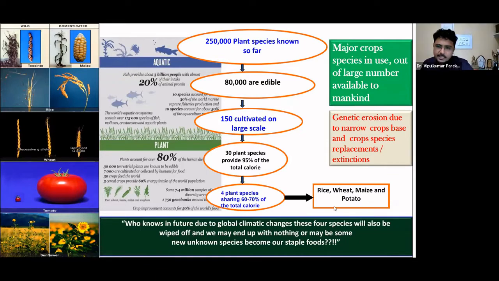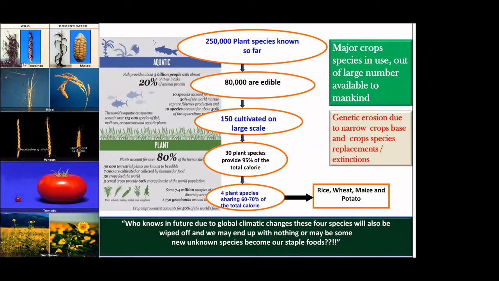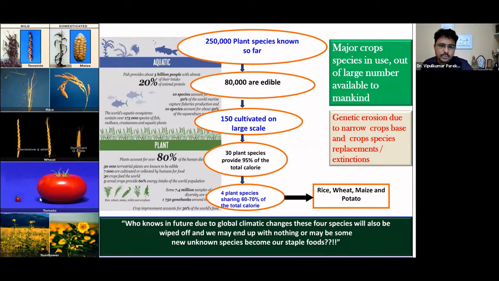See the misery: we have failed to conserve the diversity. Ultimately, we have lost the wild types. We have lost the land races. We have lost the unique characters, and we rely only upon rice, wheat, maize, and potato. How fragile is the food security we have right now.